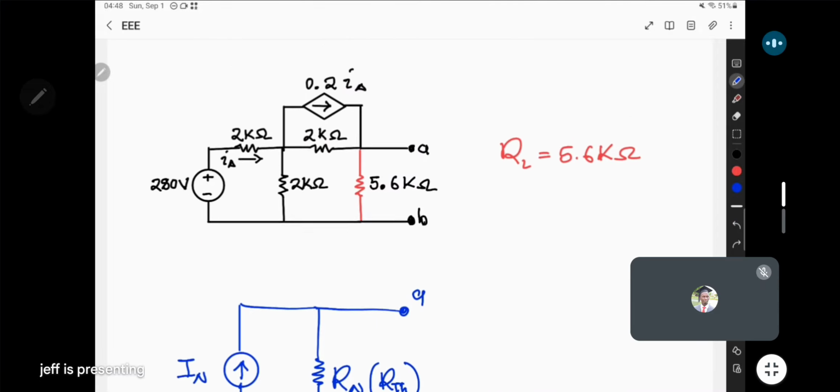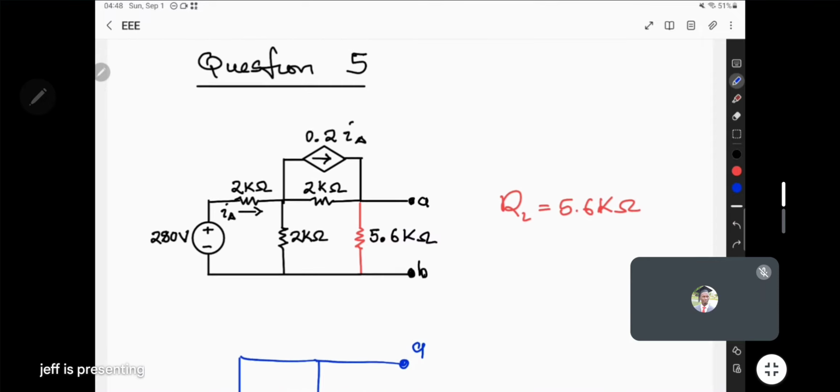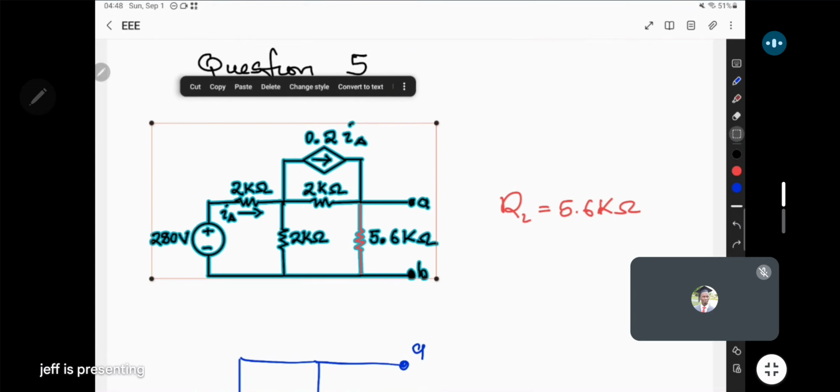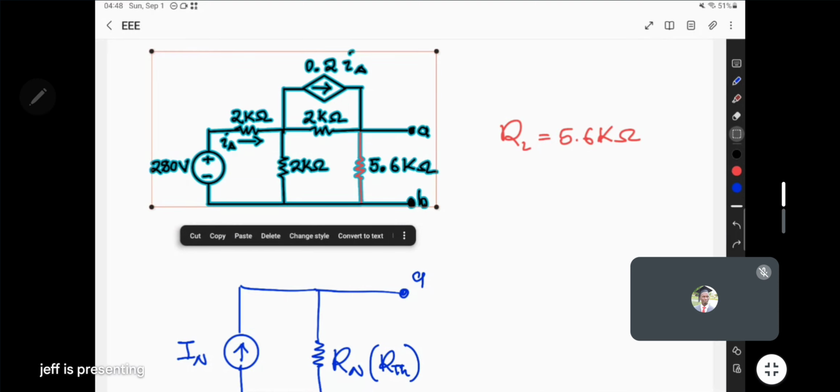Now, how do we find R Norton and I Norton for a circuit like this one? Well, in the first step, you can start by finding I Norton. But in the event that you can't find I Norton, you can still find V Norton first, as in V Thevenin first, depending on which one is faster or easier. So how does it look? We'll copy this circuit exactly the way it is.